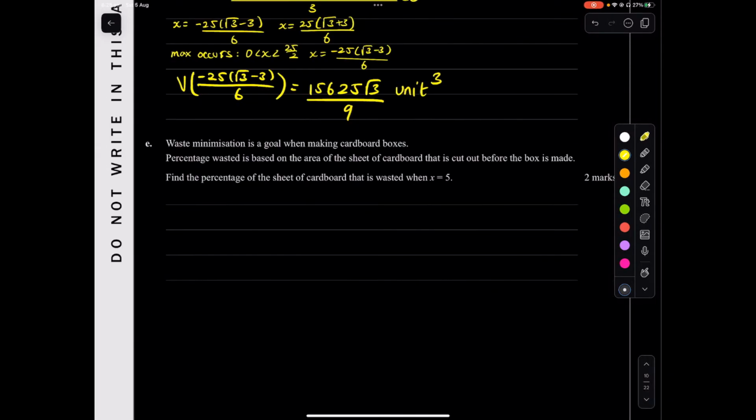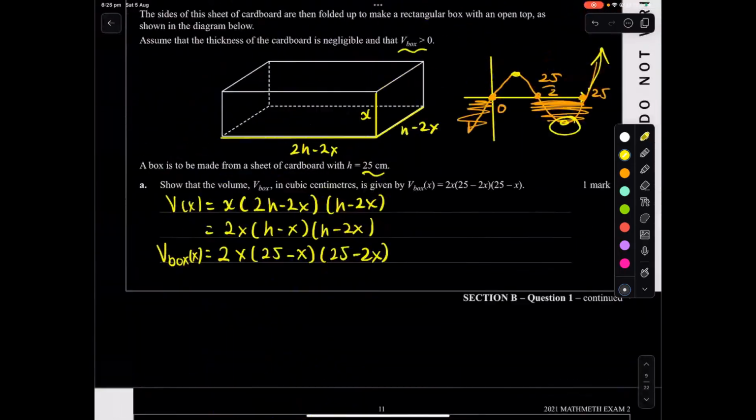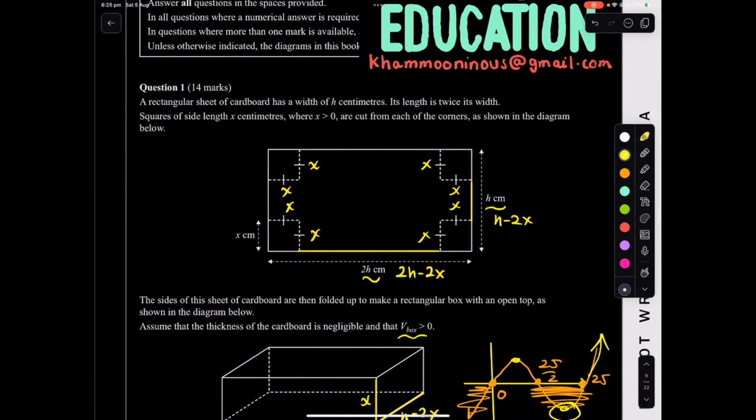Okay, waste minimization is a goal when making cardboard boxes. Percentage wasted is based on the area of the sheet of cardboard that is cut out before the box is made. Find the percentage of the sheet of cardboard that is wasted. So the only thing that we cut out are these boxes over here, these little squares here.